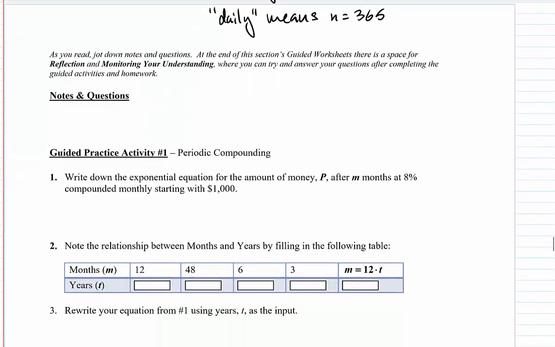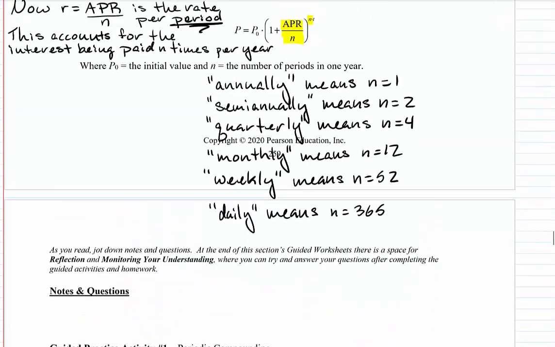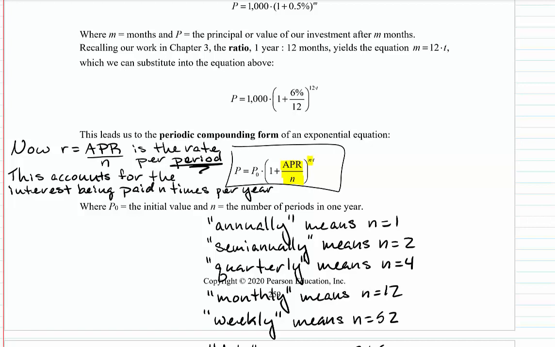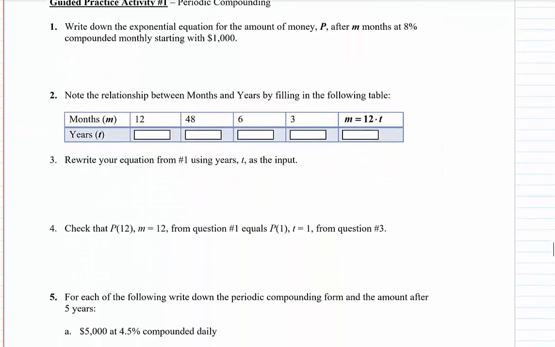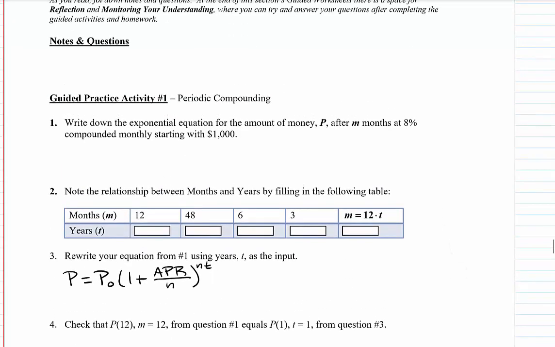So in guided practice activity number 1 here, I want to start with number 3, because that is the equation here. T is in years. So if we do that, we would have P equals P0, 1 plus the APR over N to the NT. And in this problem, what are we talking about here? They gave us 8% was the APR. The initial amount was our P0, so let's make some little notes about that. That's our original amount. This is our APR.